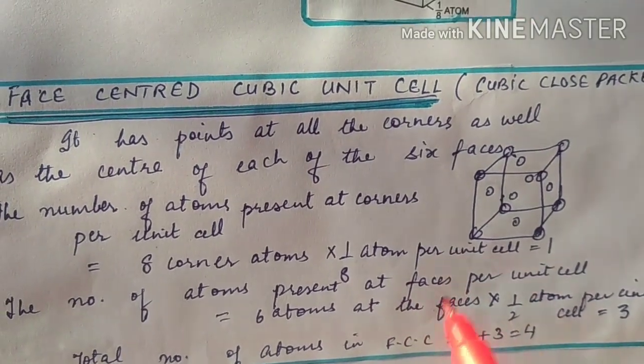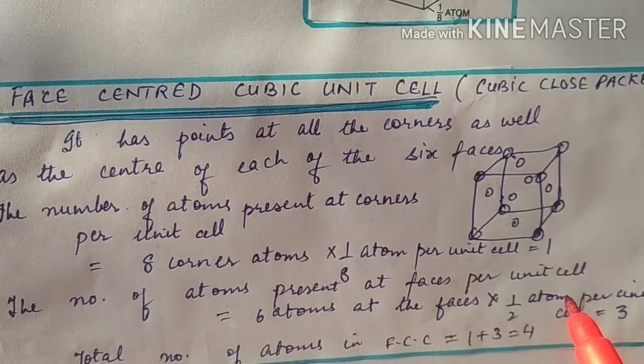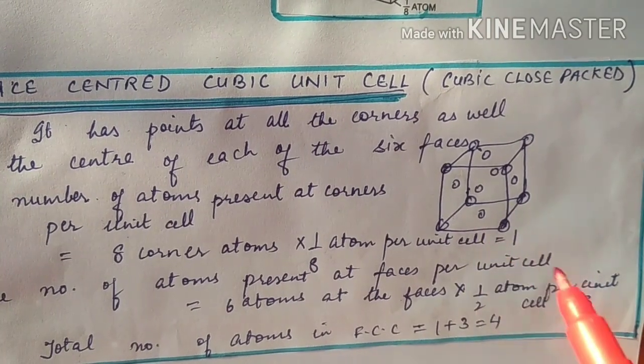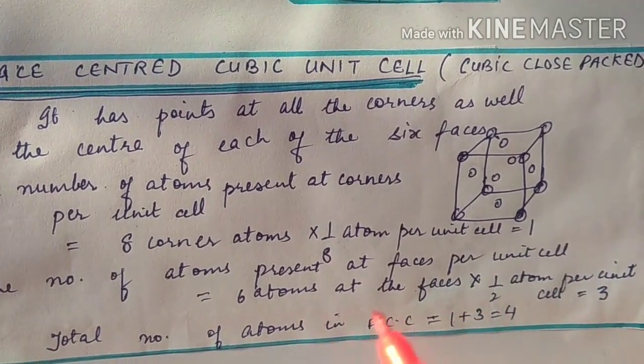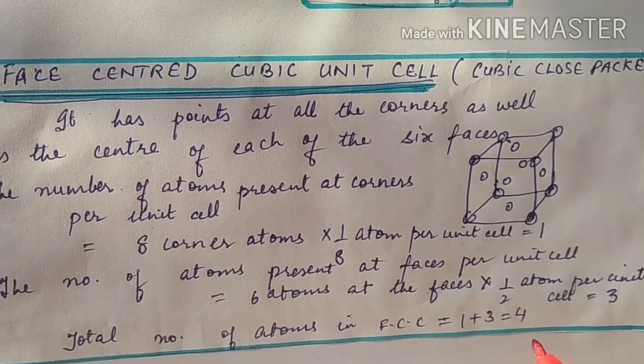So how many atoms do we have in a face-centered cubic unit cell? 8 into 1/8 is equal to 1 and 6 into 1/2 is equal to 3. 1 plus 3. So the total number of atoms in a face-centered cubic unit cell is 4.